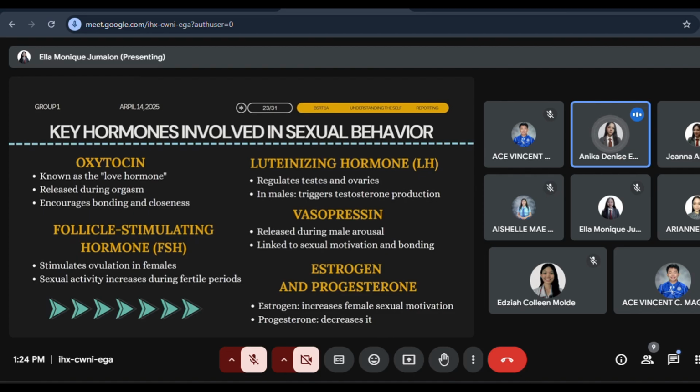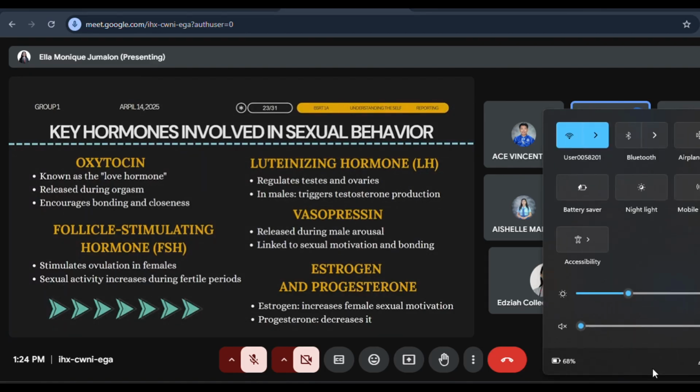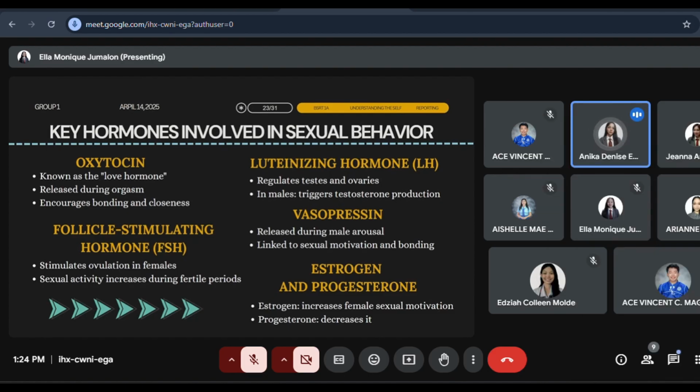So to wrap it all up, sex involves more than just the body. It's a full experience that includes the mind, emotions, and hormones. The brain is the master controller, processing pleasure, coordinating our physical actions, and releasing hormones that create desire and intimacy. By understanding how the brain influences sexuality, we can better appreciate the complexity of human connection and behavior.